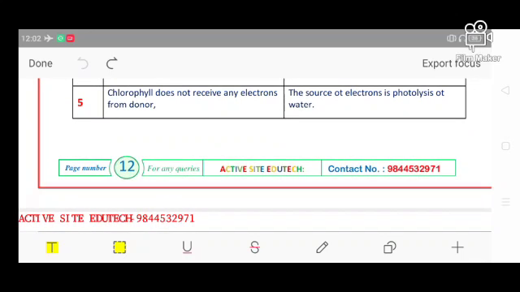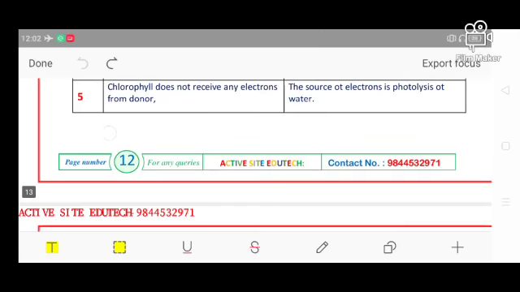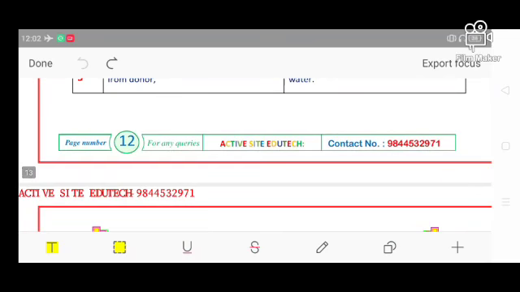The next point: in cyclic photophosphorylation, the chlorophyll does not receive any electron from a donor, but in non-cyclic photophosphorylation, the source of electrons is the photolysis of water. So in non-cyclic photophosphorylation, the chlorophyll receives the electron from the photolysis of water. This is all about the two types of photophosphorylation.